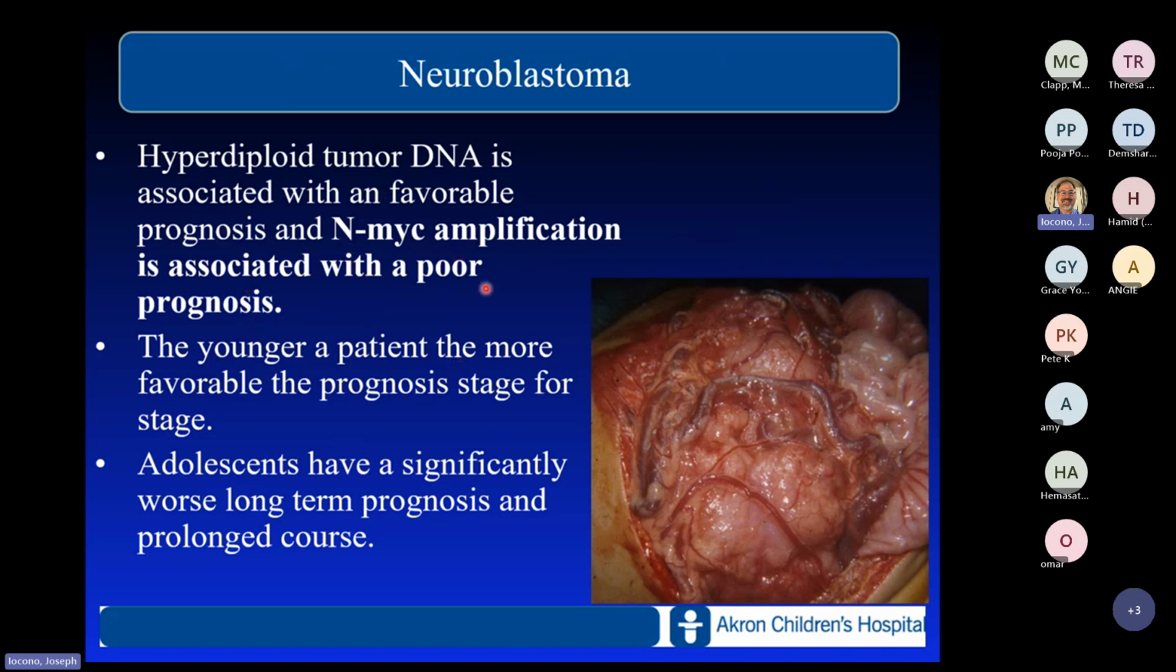N-myc amplification is one thing that comes up, and is associated with a poor prognosis. The younger a patient is, the more favorable the outcome, as well as prognosis by stage. So the younger you are, theoretically, if you're 6 months of age and have stage 3 disease, you'll do better than a 4-year-old with stage 2 disease. Okay.